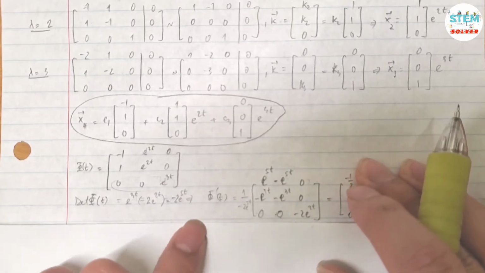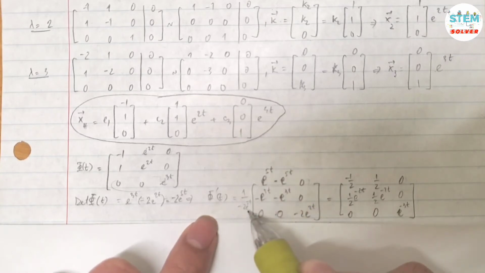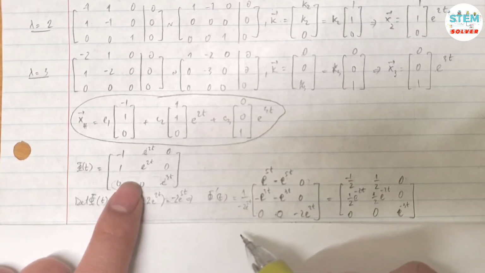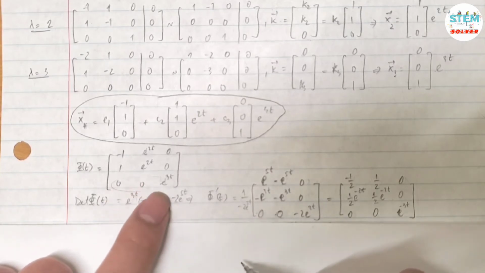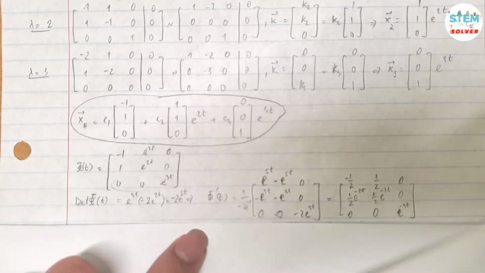Then you find its inverse, which is equal to 1 over the determinant times the adjugate of this matrix. So let me show you how I got this matrix. Okay, so let me see. I'm going to use the sheet over here.